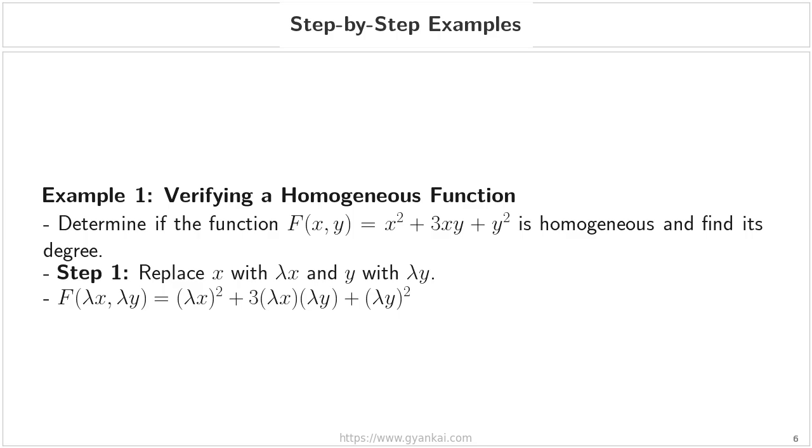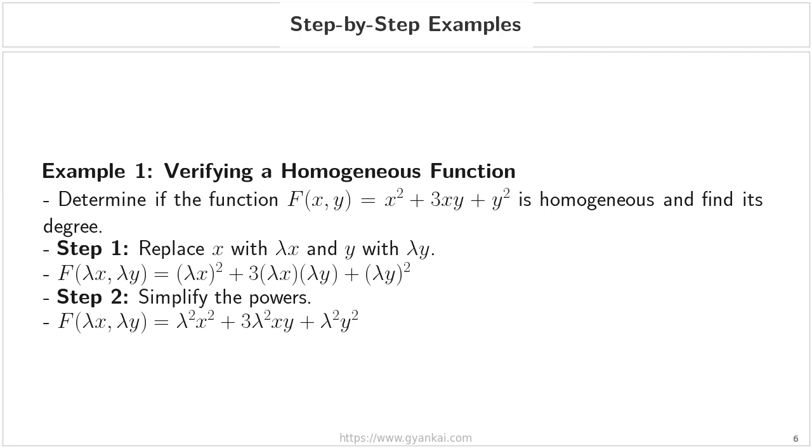Step 1. We begin by replacing every x with lambda x, and every y with lambda y. When we substitute these into our function, we get f of lambda x comma lambda y, which equals the quantity lambda x, all squared, plus 3 times the quantity lambda x, times the quantity lambda y, plus the quantity lambda y, all squared. Step 2. Now we need to simplify those powers. Applying the exponent to the terms inside the parentheses, we get lambda squared x squared plus 3 lambda squared xy plus lambda squared y squared.